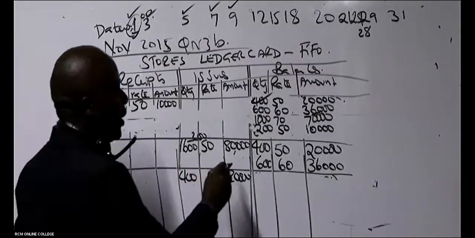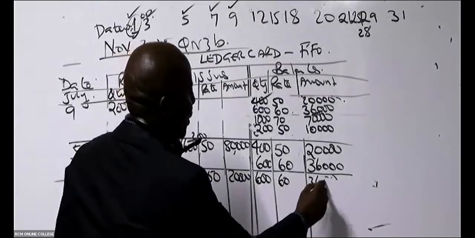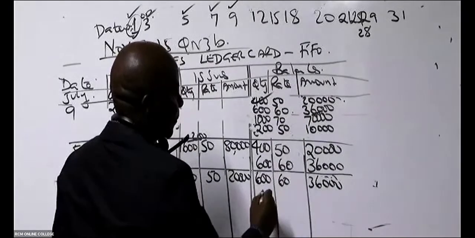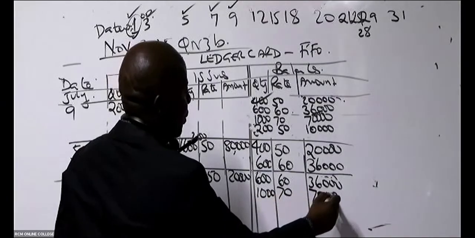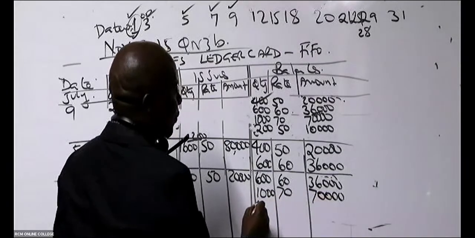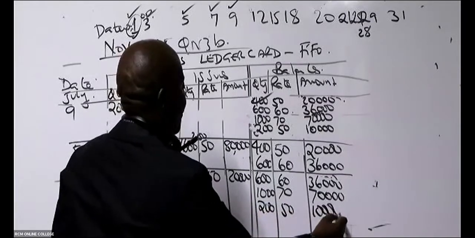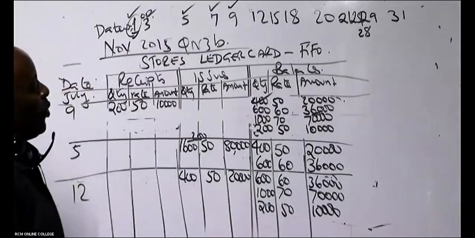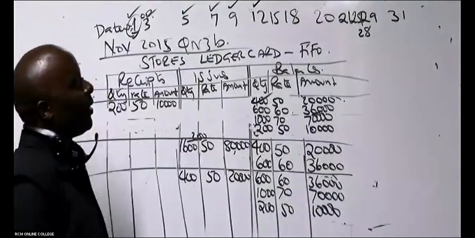In updating your balances, is there anybody who has 600 here, 36,000? Because I'm copying this. 1,070, 70,000. Then what do we have here? Somebody? 250, 10,000. Yeah. So great. I'm almost there, halfway. Great.